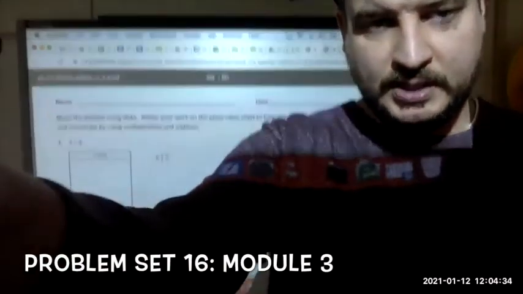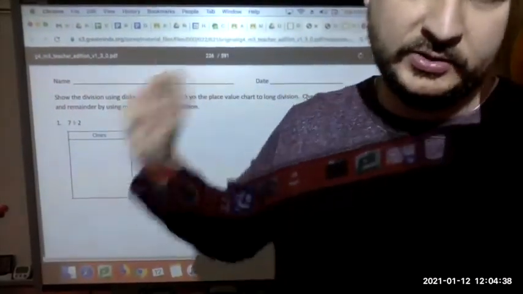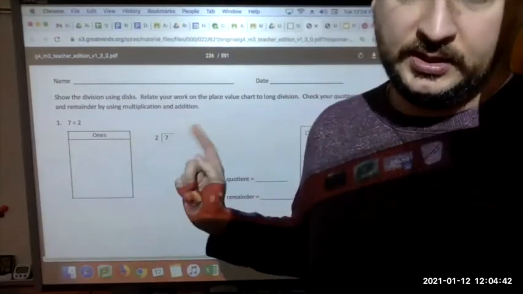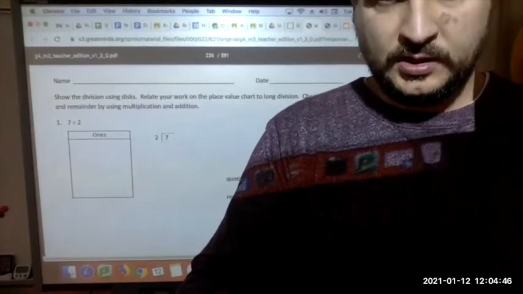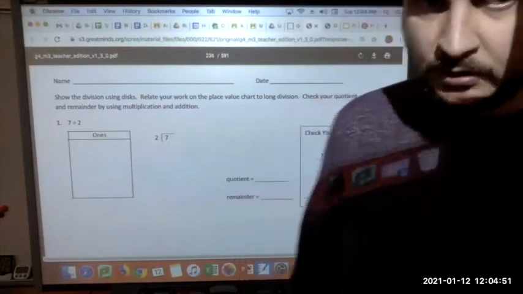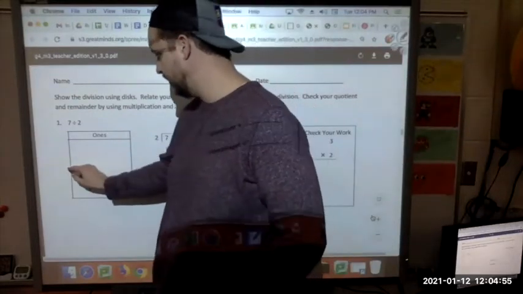All right, so we have shown division using place value disks, those dots. Now we're going to start breaking it down using an algorithm type thing. So we have 7 divided by 2. Using this box, I know that I can make 2 groups.